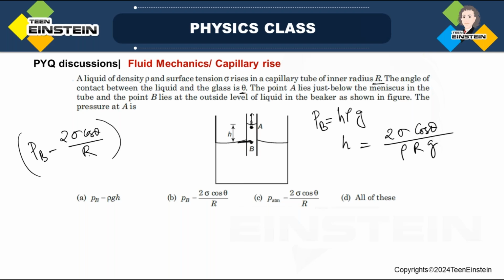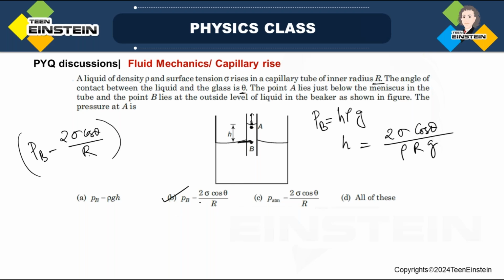It is said A lies just below the meniscus. That means we have to take this point just below the meniscus, where the excess pressure is there. And how much is the excess pressure? That is 2 sigma cos theta by R. So option B will be the correct answer for this question.